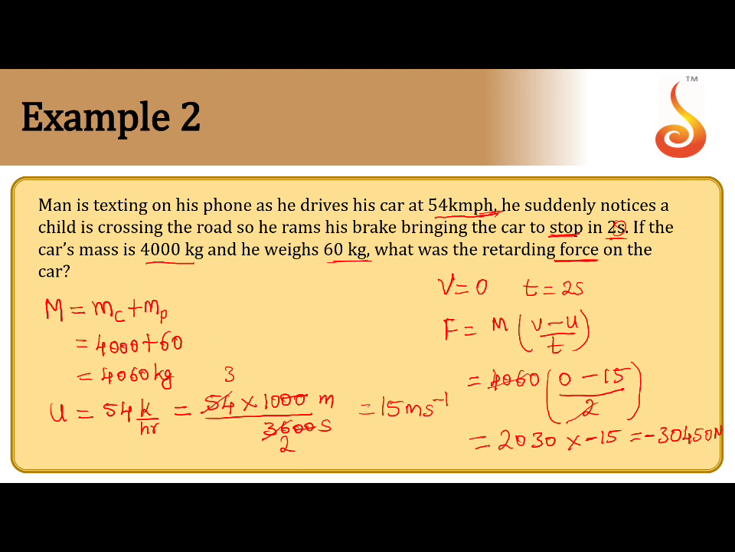Then we solved the problem related to the man texting while driving. He applies the brake and brings the car to a stop. What is the retarding force? We use this formula. It comes to rest, v is 0. Initial velocity is given. It was given in kilometer per hour. You convert it into meter per second and substitute there. You got the answer to be minus 30450 Newton.